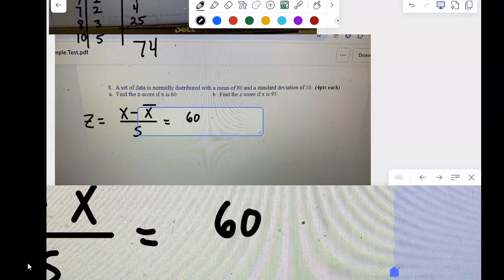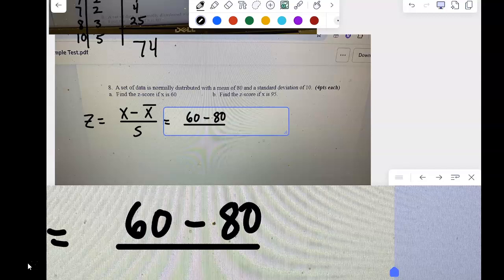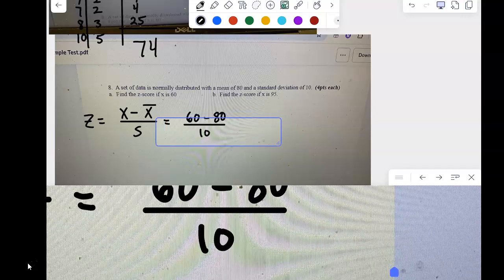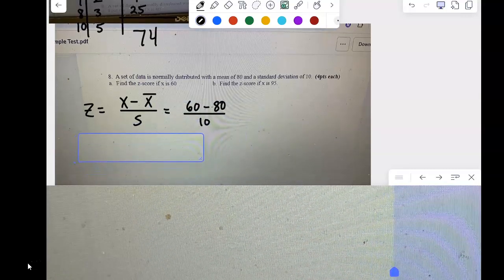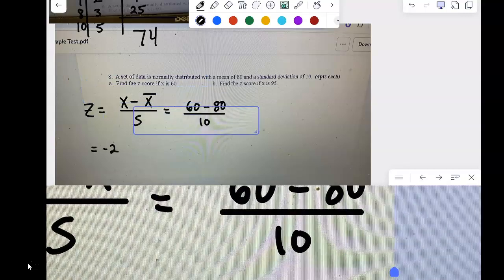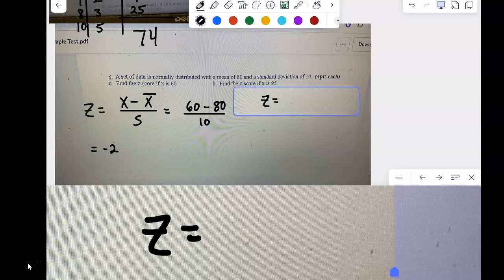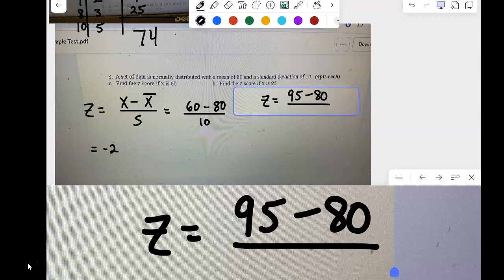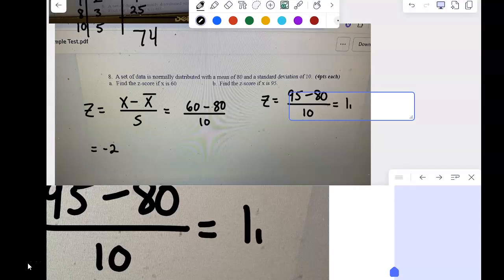The mean, they tell us, was 80. The standard deviation here is 10. So we work that out. 60 minus 80 would be negative 20, divided by 10 would give us a z-score of minus 2 for part A. For part B, we have a data value of 95. So 95 minus the mean, which is 80, divided by 10 would give us a z-score of 1.5.